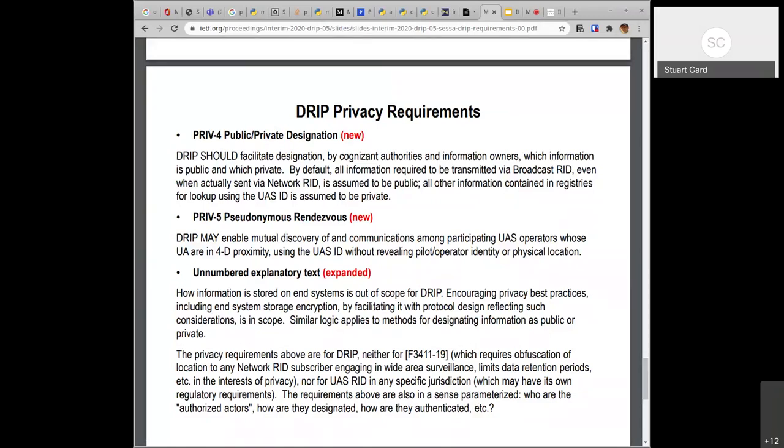Yeah. So it basically says that I can talk to the pilot of that drone without knowing its identity. Yeah, that would be the new PRIV 5 requirement, yes. And it's not really a requirement because it's a may. Why do you think it should not be a should? I'd be quite happy to upgrade it to a should if that's the WG consensus.